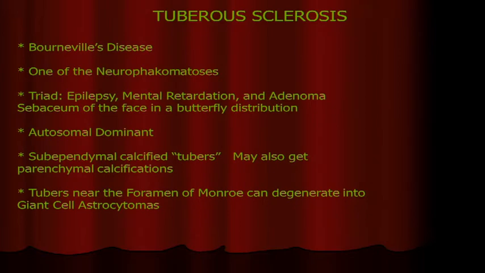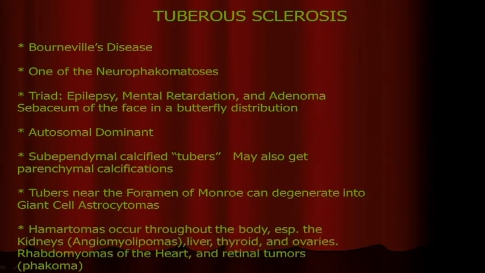How is it spelled? It's not Monroe, like the city. Foramen of Monro. That's right. Hamartomas occur throughout the body. Kidneys get angiomyolipomas. Liver, thyroid, and ovaries can get hamartomas. Rhabdomyomas of the heart. Retinal tumors, which is the phakoma.